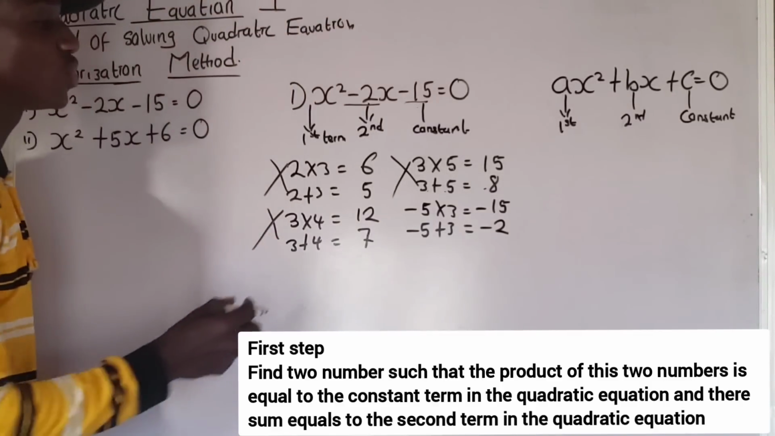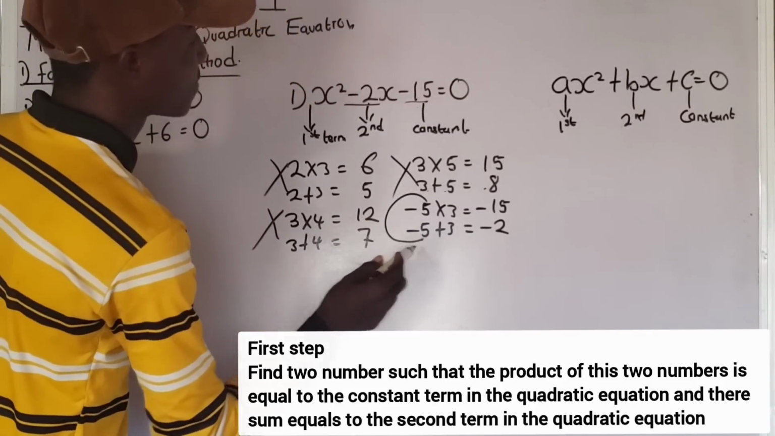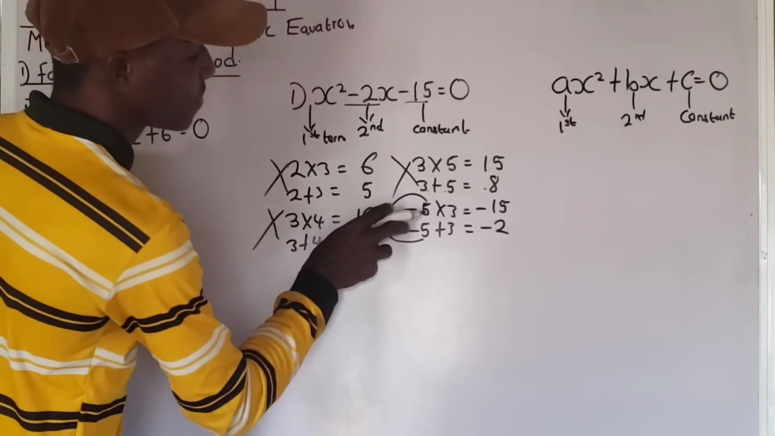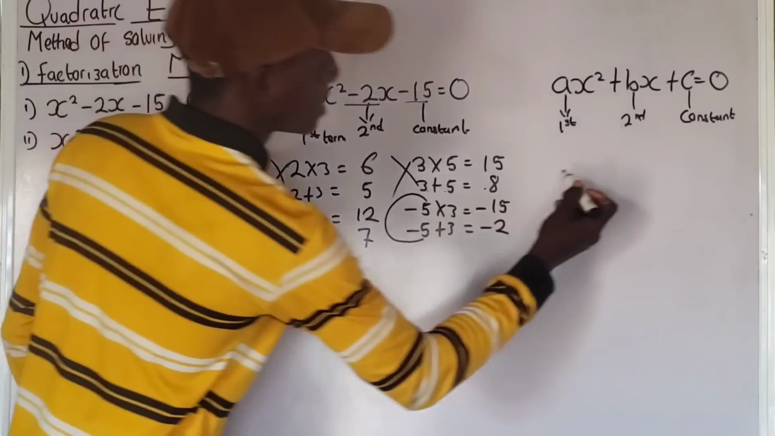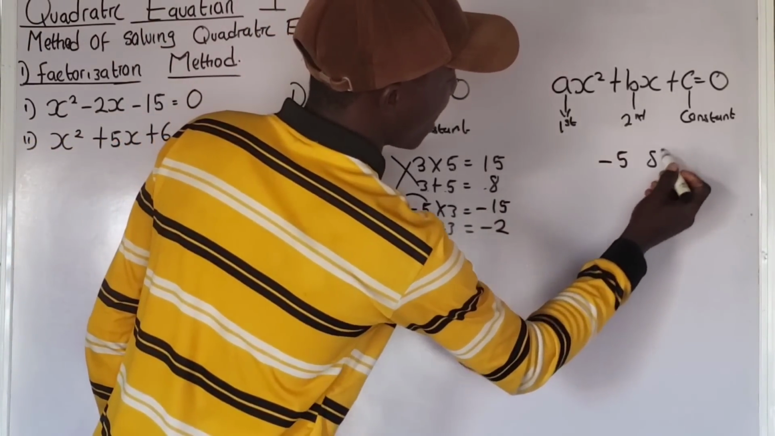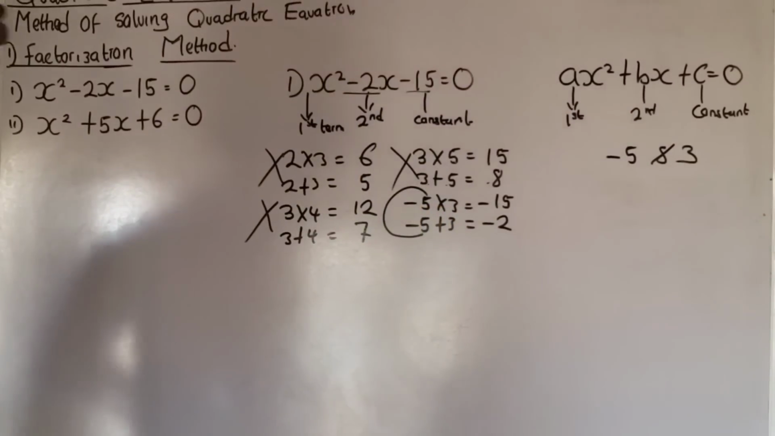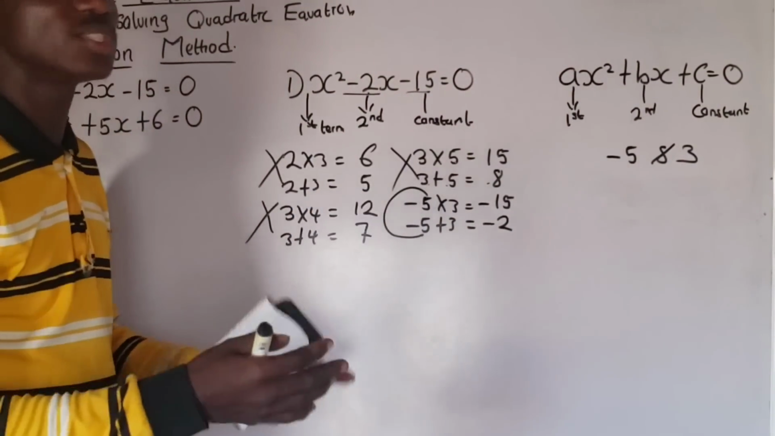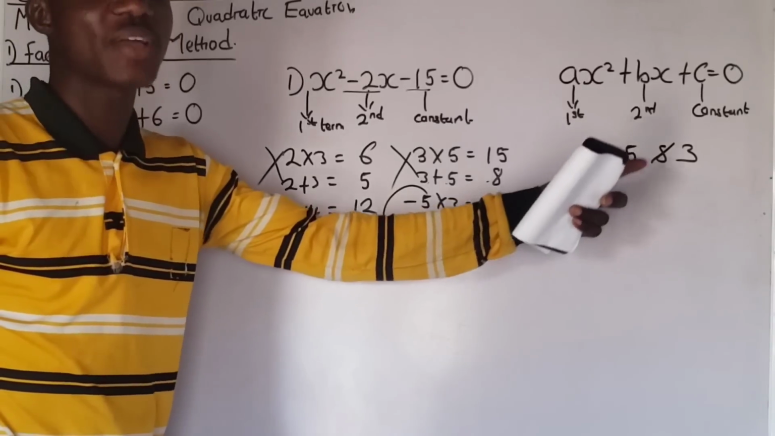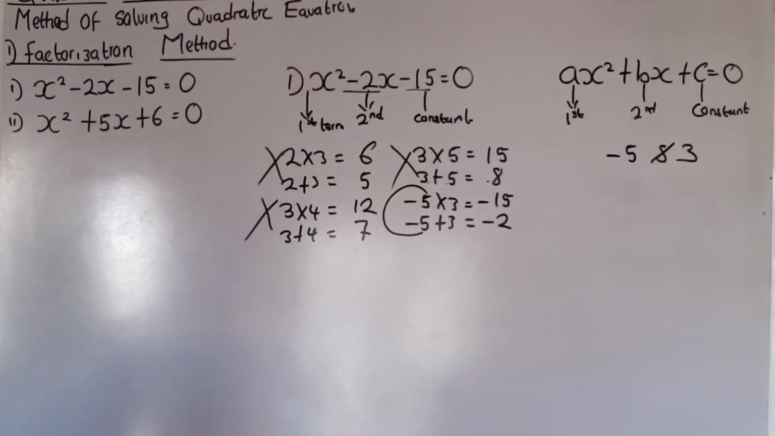So therefore, the two numbers that satisfy this quadratic equation are what? Negative 5 and 3. Do you understand? Let me write it somewhere. Negative 5 and 3. So the two numbers whose product is equal to the constant term and whose sum is equal to the second term are negative 5 and 3. Okay, so I'm going to erase this.